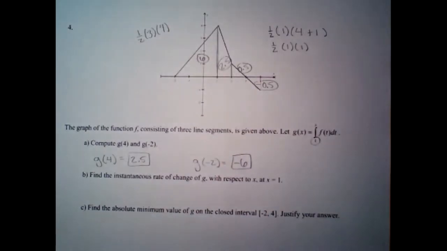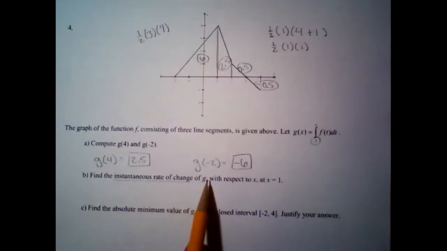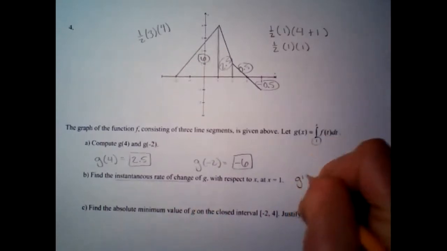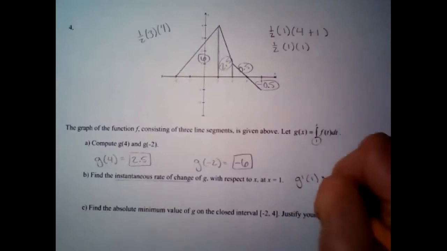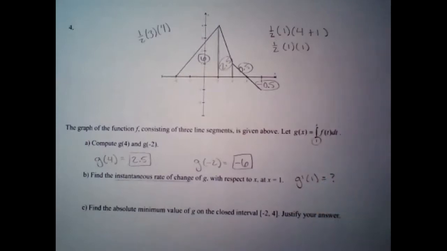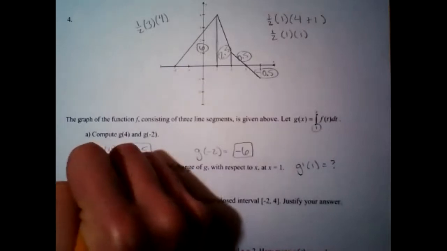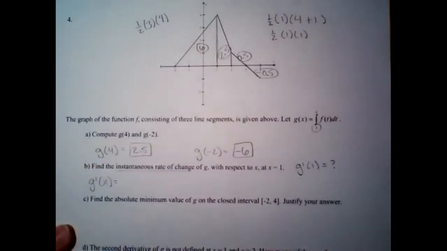All right, so B says, find the instantaneous rate of change. I asked you guys this one already, this block. That means derivative. So we want the derivative of G at 1. So this is what they're asking for, is G prime of 1. That's their question. That is what they are asking us for. All right, so first let's find G prime, and then we'll be able to plug in 1.